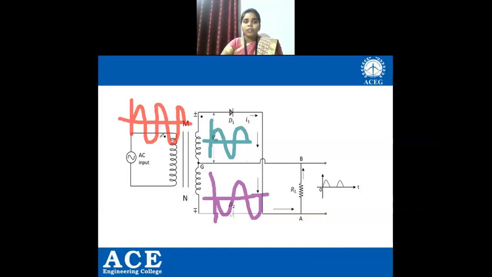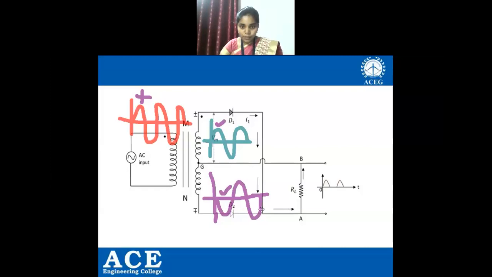When we have given a positive half cycle, what happened? This and this is going through diode D1 and D2. Now observe here carefully. For diode D1, our positive peak is going, and for diode D2, our negative peak is going. By which we can say that diode D1 will be in the forward bias condition and diode D2 will be in the reverse bias condition. Why so? How is it happening? That we are going to see here.